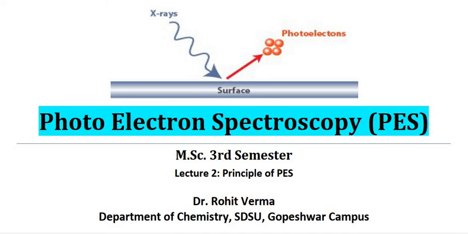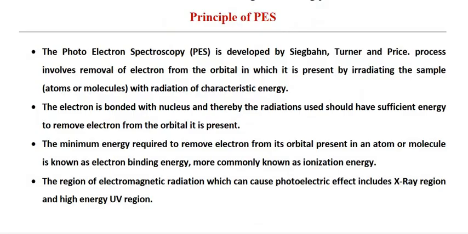Dear students, in this present lecture of photoelectron spectroscopy, we are going to discuss the principle of photoelectron spectroscopy. This technique was developed by Siegbahn, Turner and Price, and in this technique, an electron is removed from its orbital when a photon of sufficient energy is absorbed by that electron.